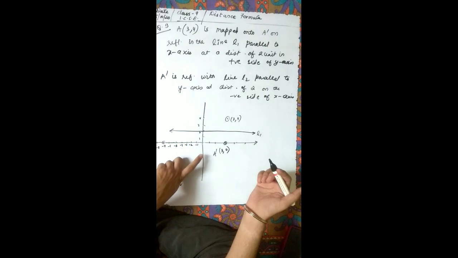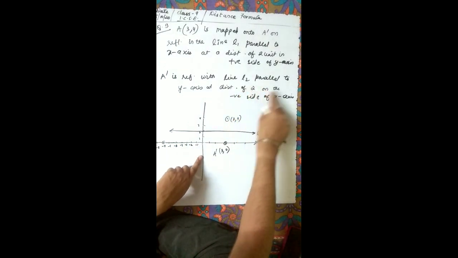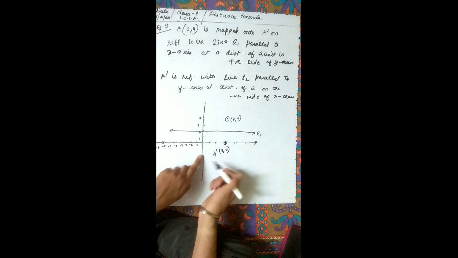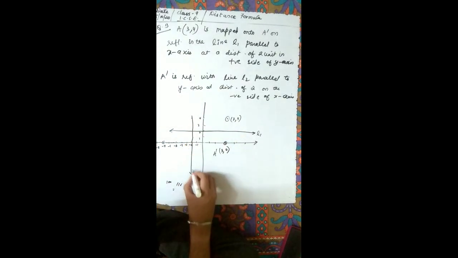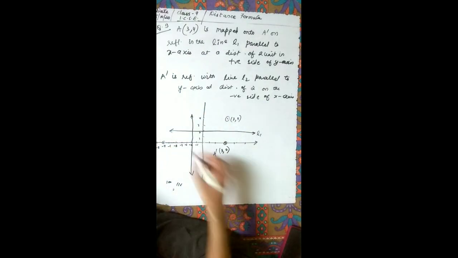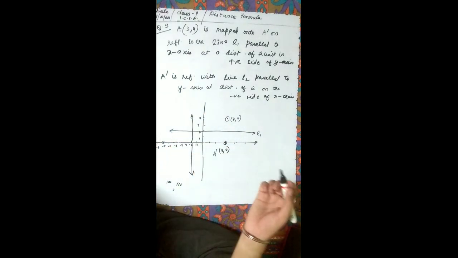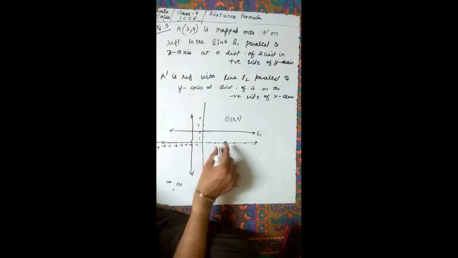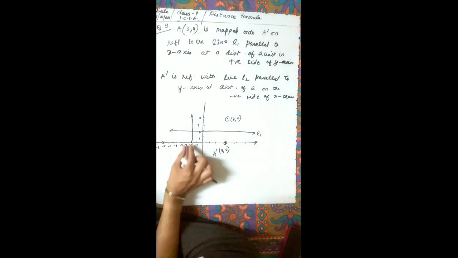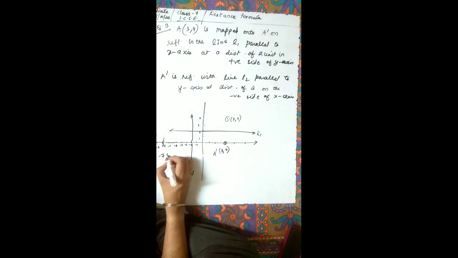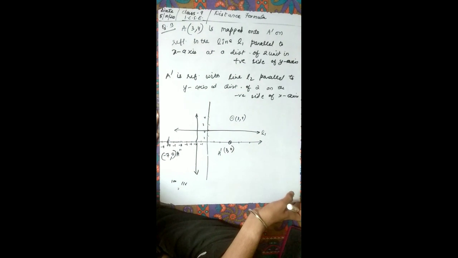Now it should be parallel to the y-axis at a distance of 2 on the negative side of the x-axis. The negative side of the x-axis is this one. Drawing the line like this, on x equal to -2, we need to reflect. Now count how many jumps you require: 1, 2, 3, 4, 5. So at this point, (-7, 0), this is A double dash.